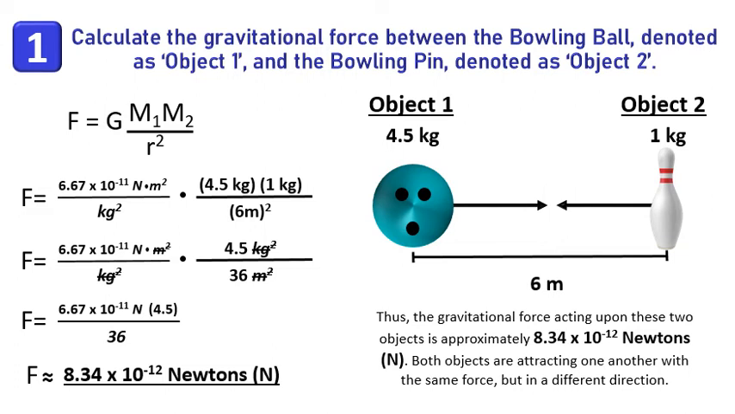Now the problem simplifies to 6.67 times 10 to the minus 11 newtons times 4.5 divided by 36. When we plug this entire ratio into our calculators, we should get an approximate value of 8.34 times 10 to the minus 12 newtons. Thus, the gravitational force acting on these two objects is approximately 8.34 times 10 to the minus 12 newtons, in which both objects are attracting one another with the same force but in a different direction.